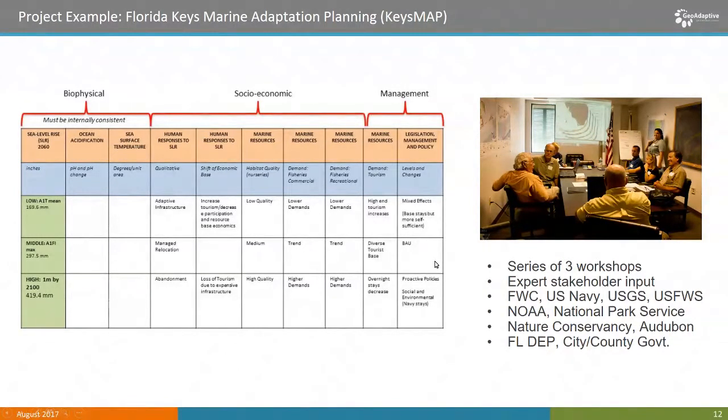This was done through a series of three workshops. And rather than opening it up to the general public, we focused on expert stakeholder input. We brought in people from federal agencies, including USGS, Fish and Wildlife, and the US Navy, as well as NOAA, the National Park Service. We had some nonprofits, including Nature Conservancy and National Audubon, as well as state agencies and local government. And we had breakout group sessions where people worked through a series of activities, sketching on maps, discussing some of the key variables, and seeing how those would fit together in a plausible way.